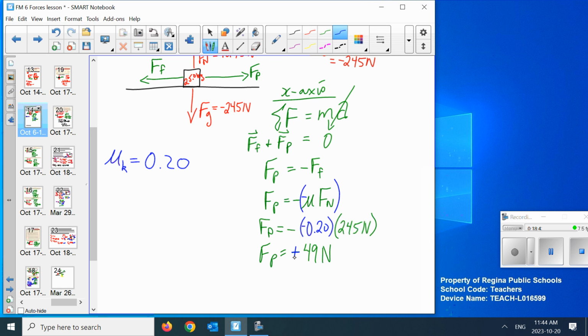The mu itself is just from a list. You could Google it or use a textbook. The textbook has it for rubber and concrete, wood on wood, wet concrete, steel on steel dry, steel on steel with oil. It just has different combinations. Okay, so that's why I put that in blue.